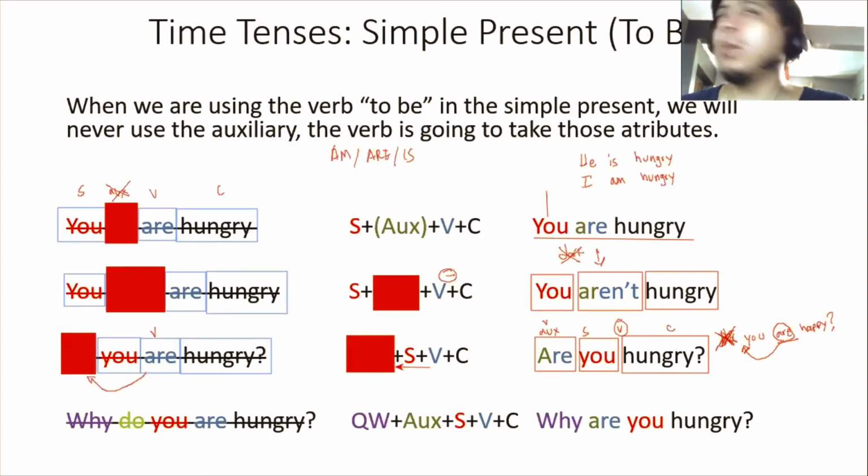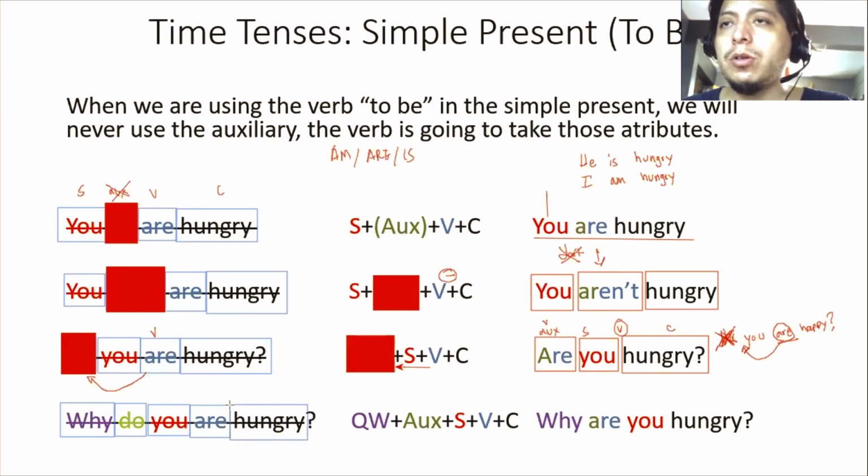Finally, we have this. It's pretty much the same thing. Information question, you start with your question word, auxiliary, subject, verb, and complement. Super easy. But again, the problem is that this sentence is completely different when you are using the verb to be. You never, ever use the auxiliary do or the auxiliary does.